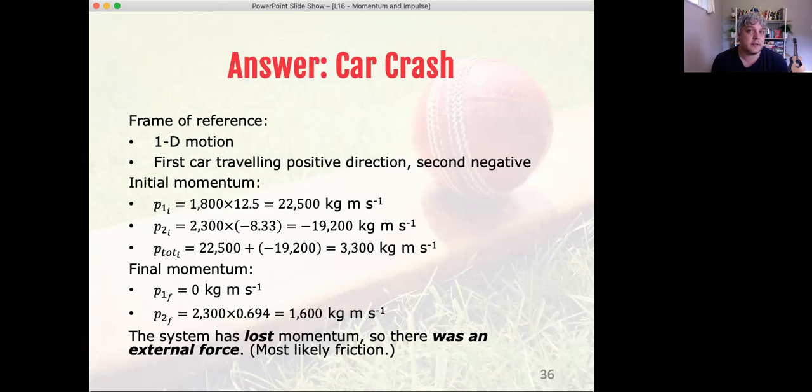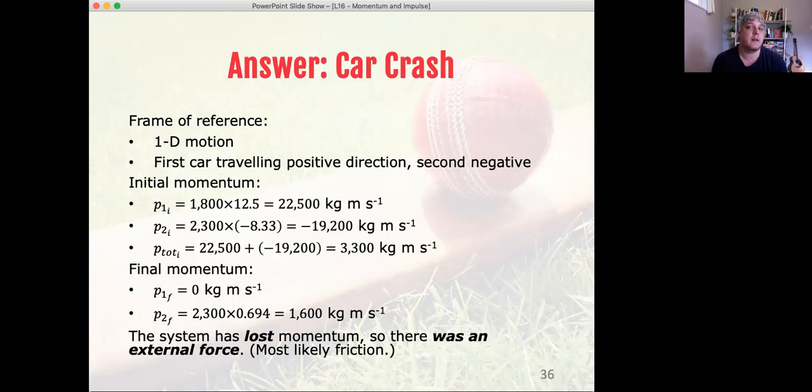we're not using the conservation of momentum here. We are using the final conditions that were given to us, and we're going to compare it with the conservation of momentum. So our final momentum, the first car is traveling at 0. The second car has a velocity now in the positive direction, and it has therefore a momentum of 1,600 kilogram meters per second. I haven't written in the final total momentum, because hopefully you can see that this is going to be equal to that second car's final momentum, because the first one has 0. So P total final is just 1,600 kilogram meters per second. Therefore, the system has lost momentum. It's gone from 3,300 down to 1,600.